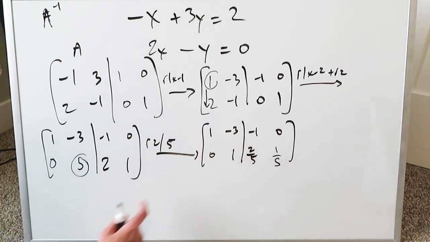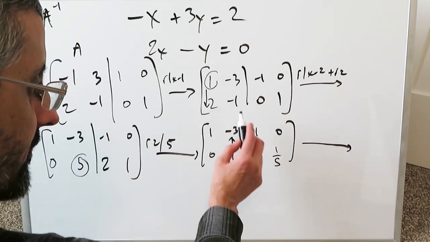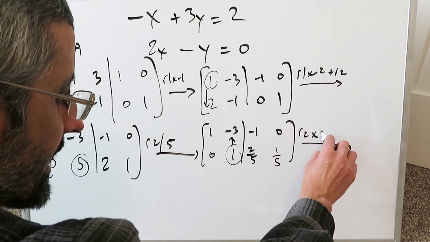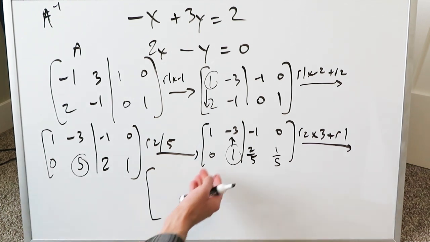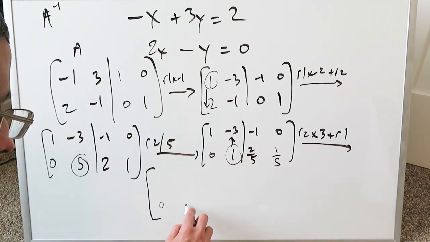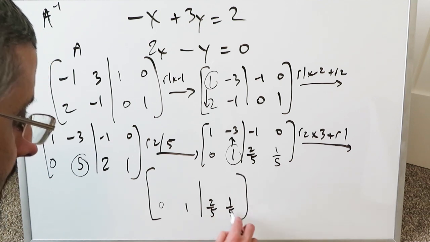I need to get a 0 over here. And how can I do that? I'll utilize this number and look up and convert that into a 0. I'll do row 2 times 3 plus row 1. And now I'm going to bring that end result right over here. Row 2 is not being affected in any way, so you can write that 0 1. Here's your partition line. 2 over 5, 1 over 5.